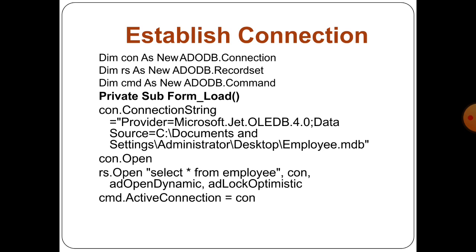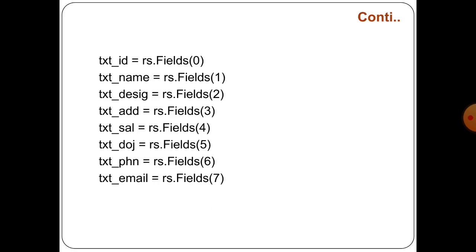We should write this particular program in the form load. And also here we must specify the fields. So to specify the fields we will write like this. Here we are having text boxes. In the previous slide we have seen the text boxes. Text ID is equal to rs.Fields(0), the first field. Actually the array will start from 0, so that's why we are giving field 0 here.